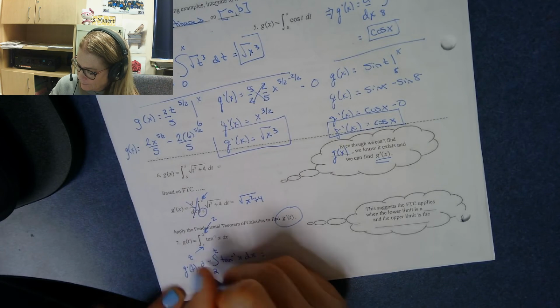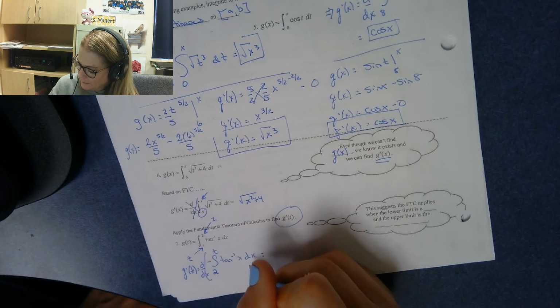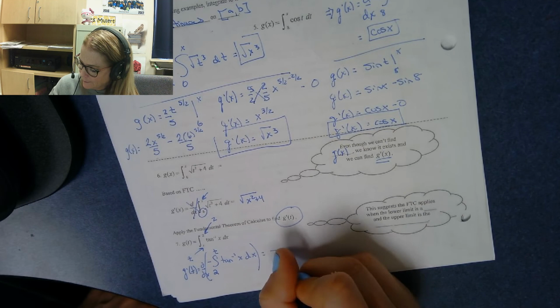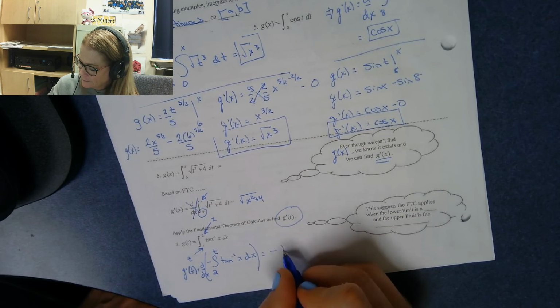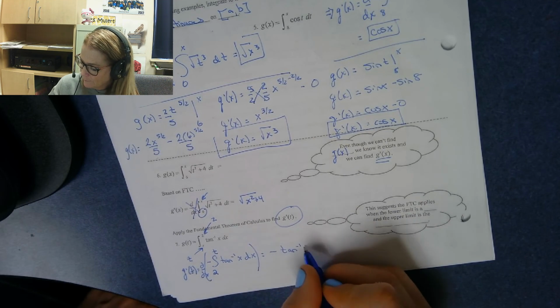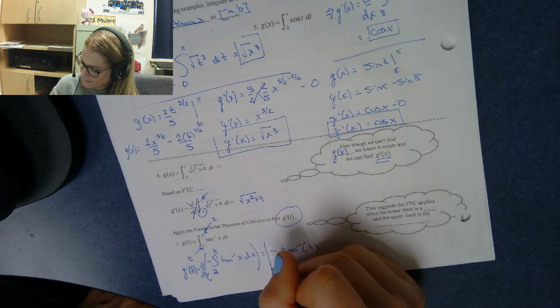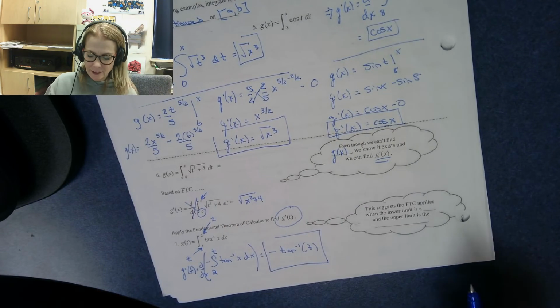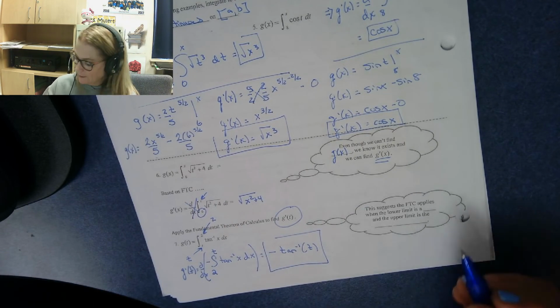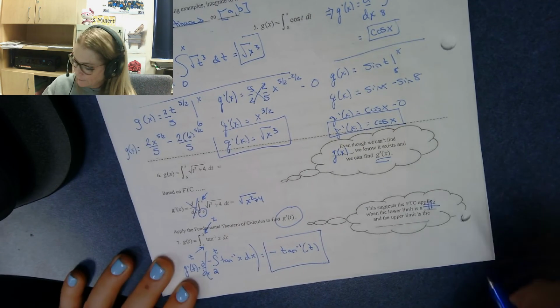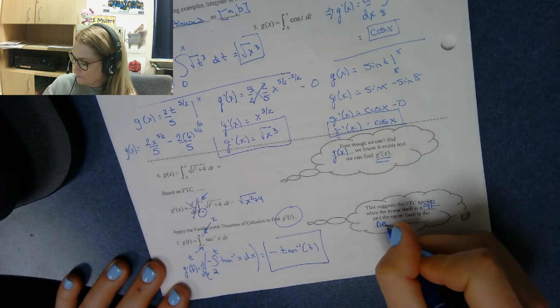That just plays knockout, and negatives in front, and we just get the new variable, which is that upper bound. That's it. So this suggests FTC applies when the lower limit is a number, which I've been speaking to, and the upper limit is that new variable.